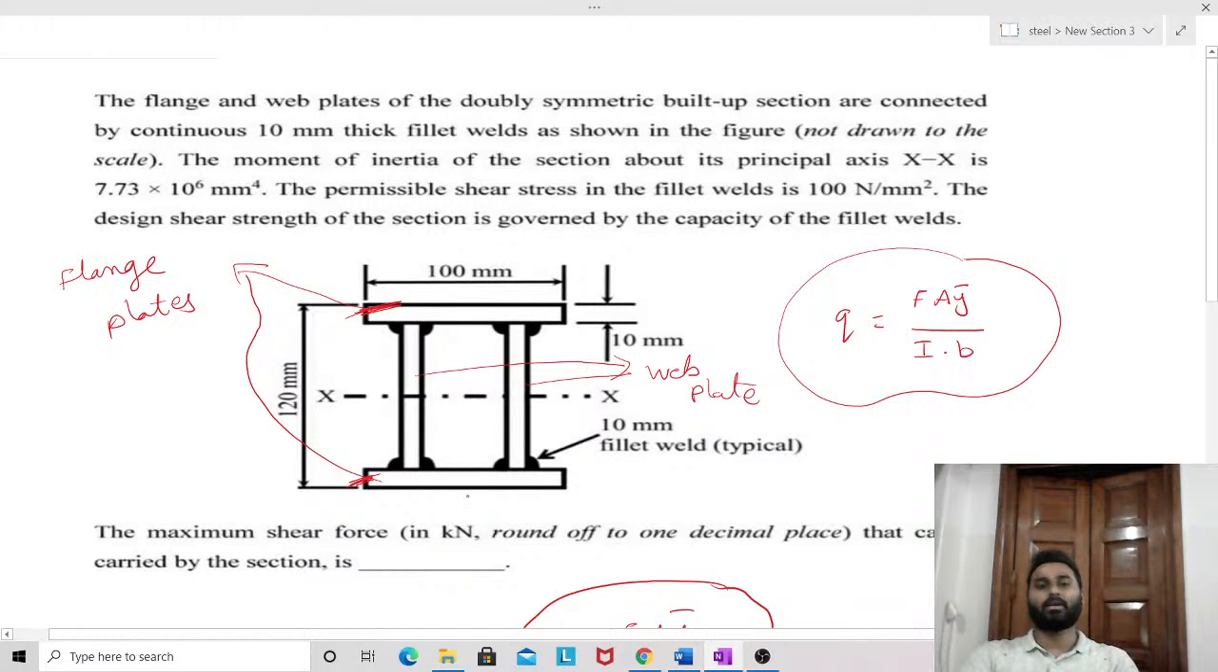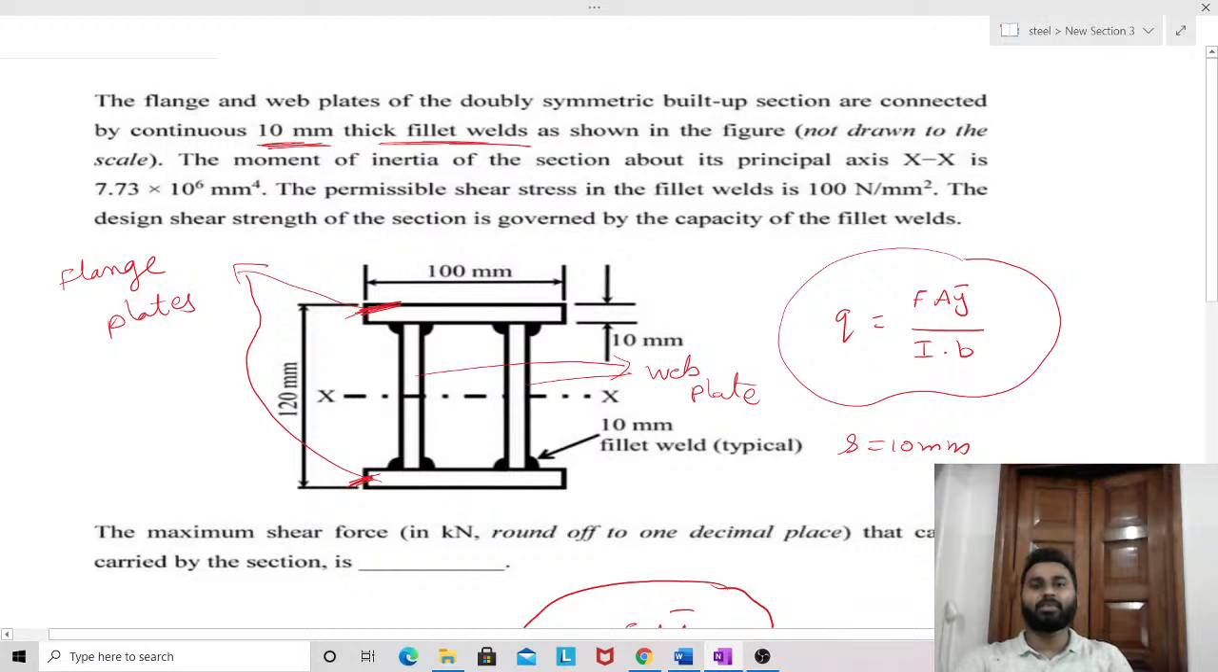Now for getting this doubly symmetric built-up section, we have used two flange plates and two web plates, and those web plates and flange plates are connected by making use of fillet weld. See here, 10 mm thick fillet weld. Okay, now what is the size of fillet weld? Here I will write, 10 mm size fillet weld, as shown in the figure.